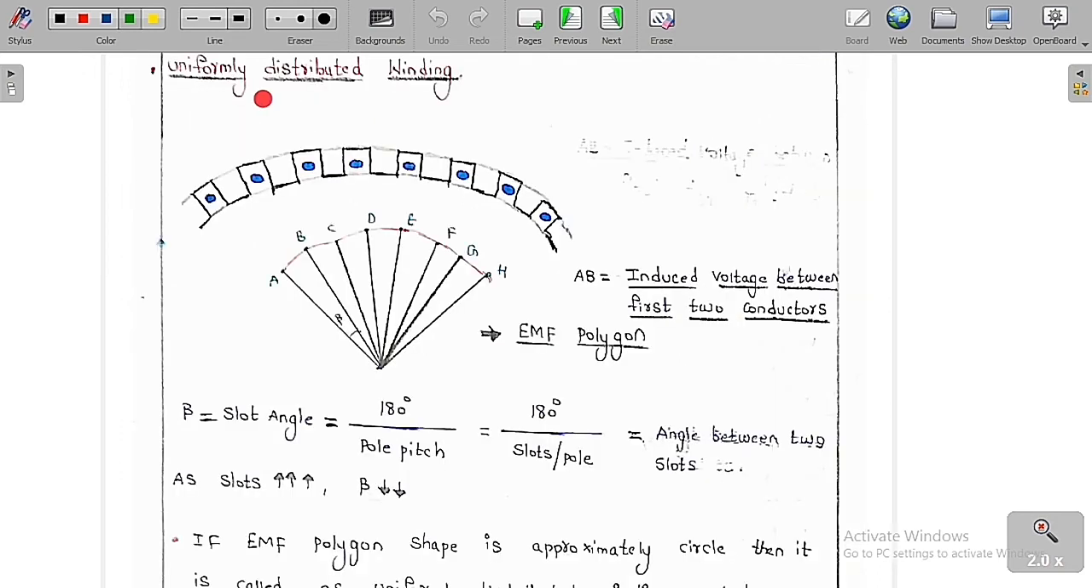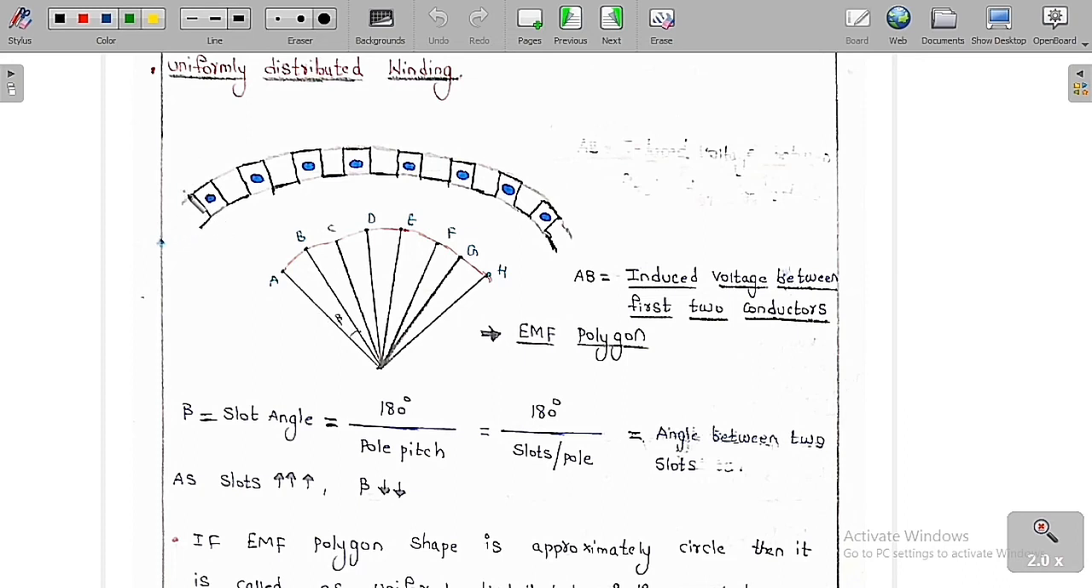So now we are going to discuss the uniformly distributed winding. So what does uniformly distributed winding mean? Simply we can say that if the slots are very, very close to each other, then what is going to happen? The angle beta is going to get decreased, because beta is called the slot angle, which is nothing but 180 degree by pole pitch, or simply we can say overall 360 degrees by the number of slots present on the stator. So we can say clearly, if the number of slots increases, then the beta value decreases.